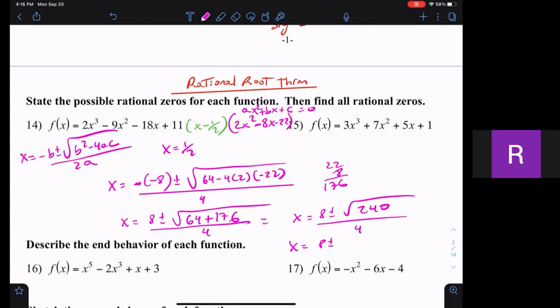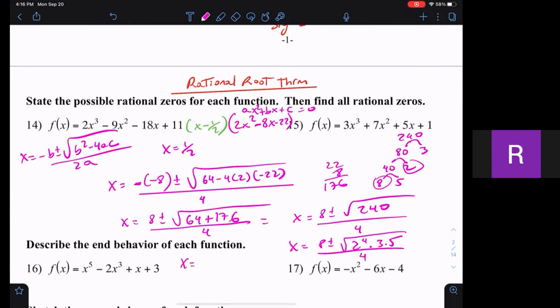So 240, let's try to break it down. 240 is 80 and 3, 40 and 2, and then 8 and 5, right? So this is 2 to the third, 2 to the fourth. So I'm going to do it as 2 to the 4, right? 2 to the 4 and 3 times 5 over 4. So x equals 8 plus or minus, the 2 comes out, the 3 and the 5 stay inside, the square root of 15 over 4.